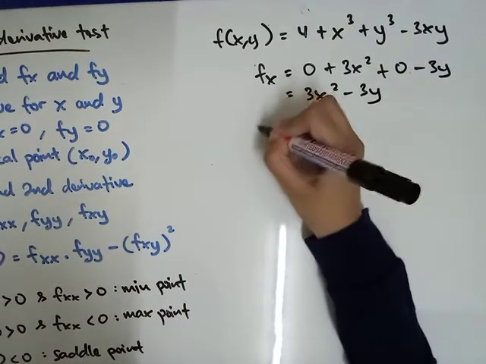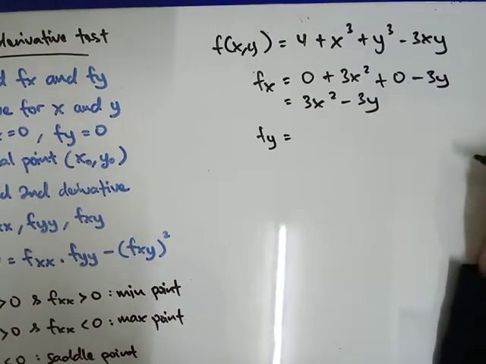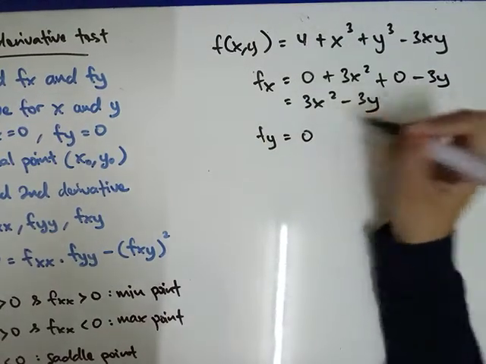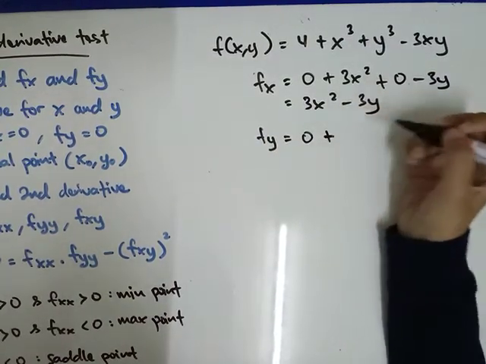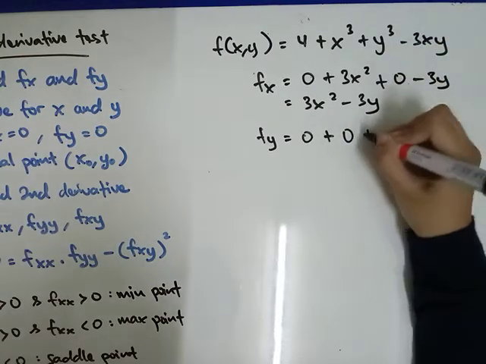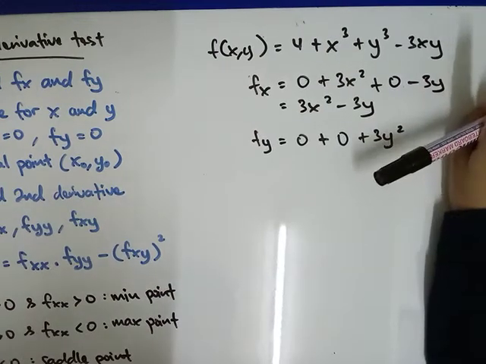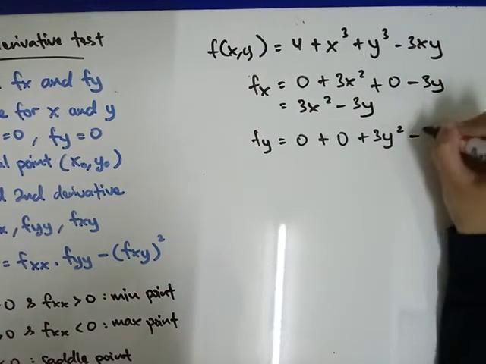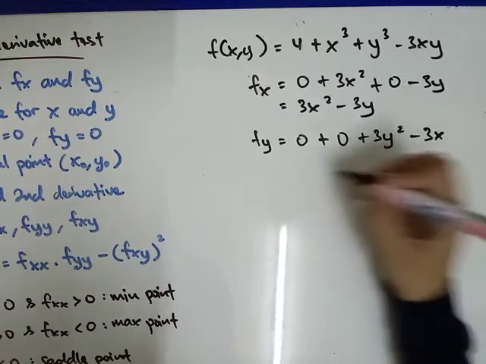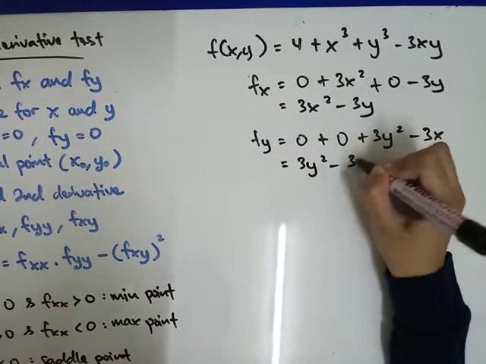And then for the partial derivative with respect to y, 4 is a constant, so we get 0 here. And then x cube also 0. Differentiate y cube, we get 3y square. Differentiate y, we get 1, and 1 times negative 3x, we get negative 3x. So the answer is 3y square minus 3x.